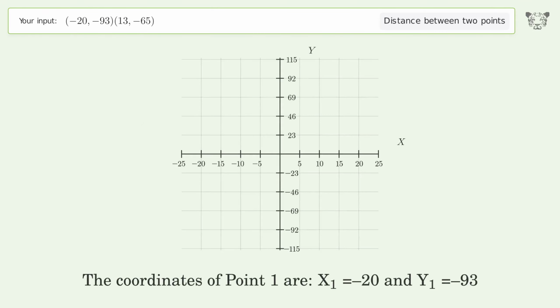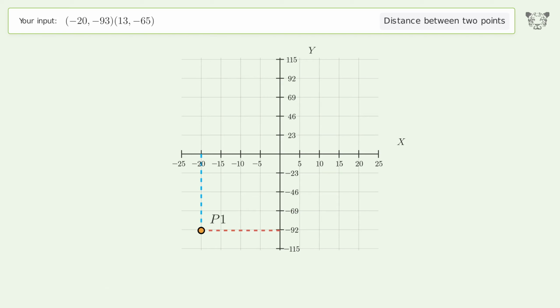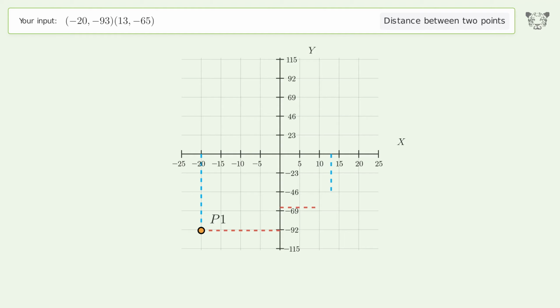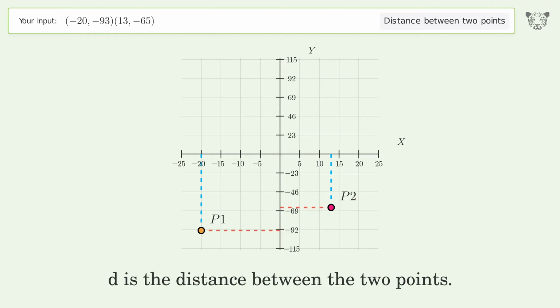The coordinates of point 1 are x1 equals -20 and y1 equals -93. The coordinates of point 2 are x2 equals 13 and y2 equals -65. D is the distance between the 2 points.